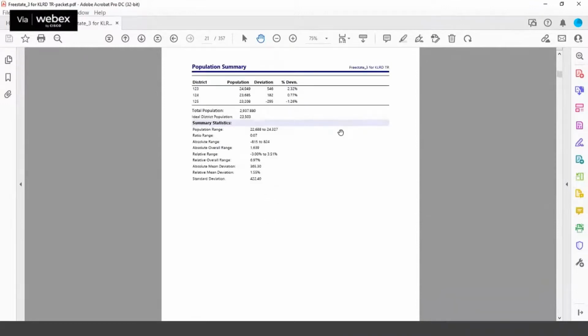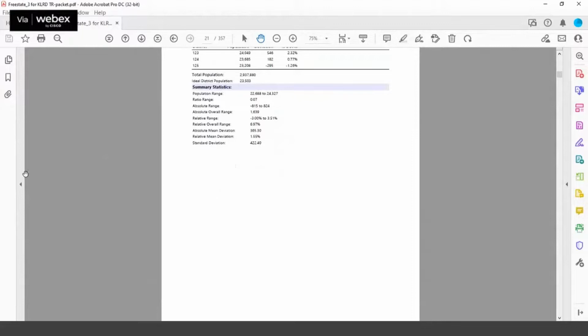I just wanted to go down to the last page of that population summary to briefly cover the basics of these maps. So again, the ideal district population is 23,503 persons. This map has a range in population of 22,688 to 24,327. The mean deviation for the plan is 1.55%. What that means is they range from minus 3% to positive 3.51%.